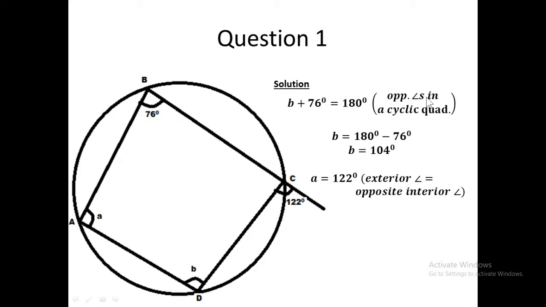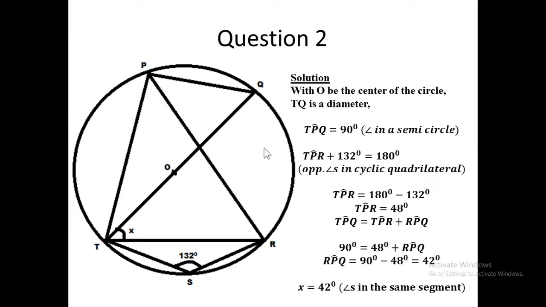So the reason being that opposite angles in a cyclic quadrilateral are supplementary. And also our angle A here, there's a relation between this angle A and angle 122 degrees here. This is an exterior angle of this cyclic quadrilateral, and the exterior angle of a cyclic quadrilateral is equal to the opposite interior angle. That means A here is equal to what? 122 degrees. And that's the solution to that first question.